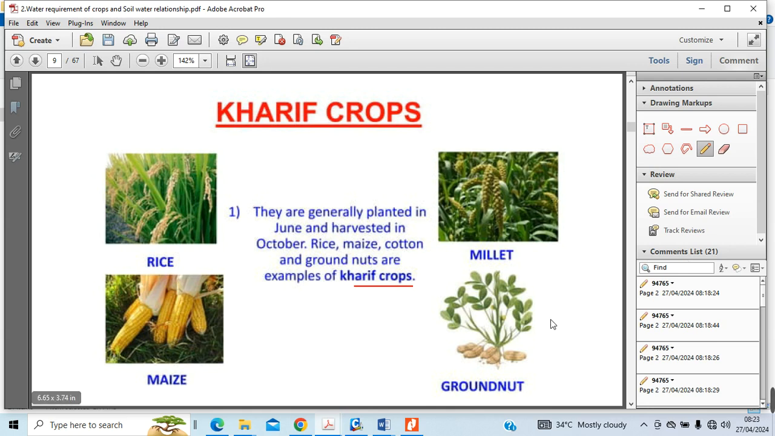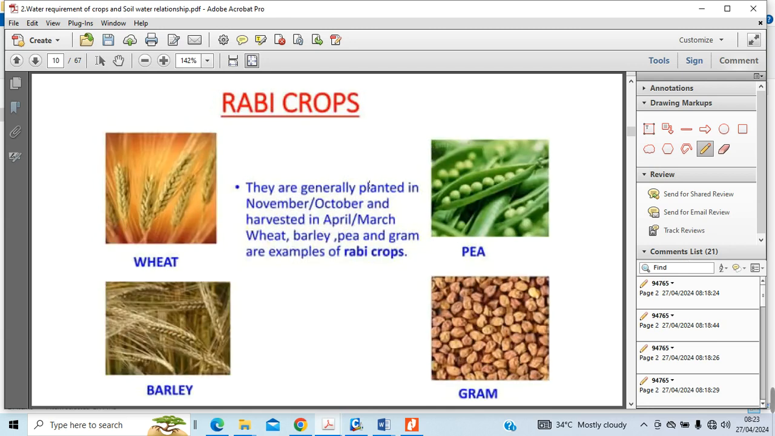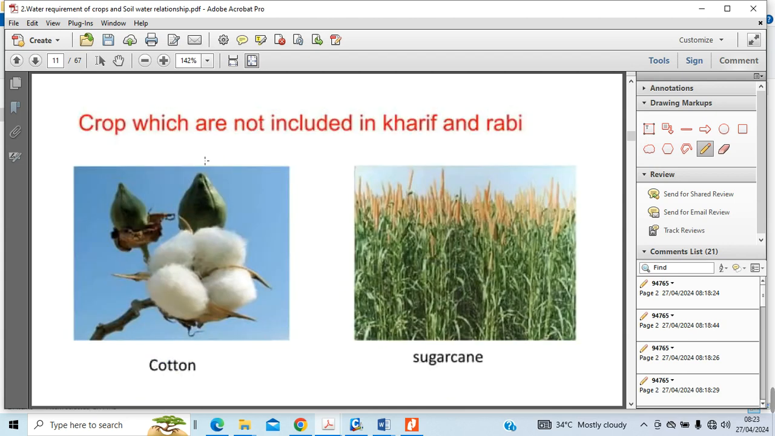So you can write these. These are four things. Rabi crops are generally planted in October and November and harvested in March and April. Wheat, barley, pea, and gram are examples of Rabi crops. The crops which are not included in Kharif and Rabi are cotton and sugarcane.